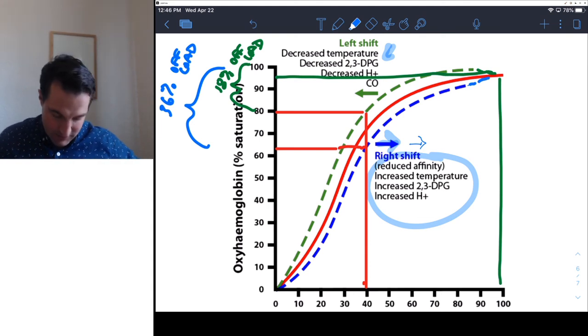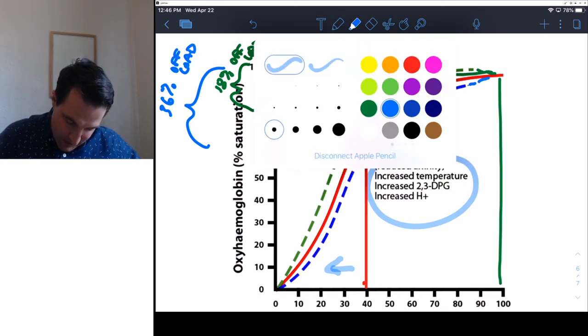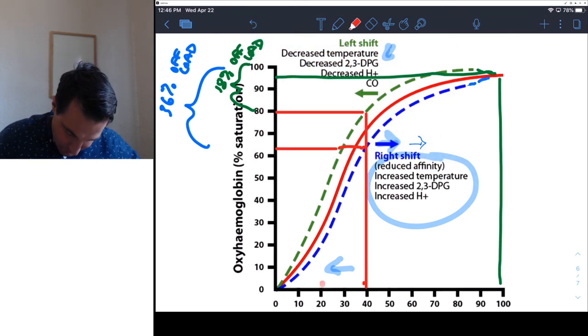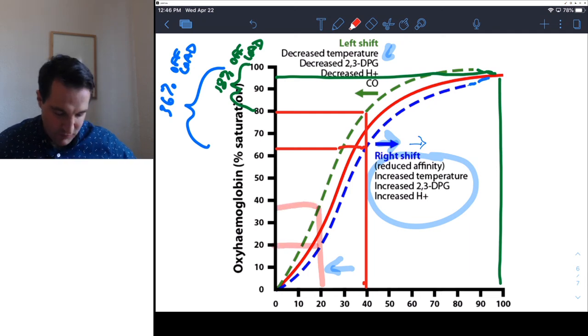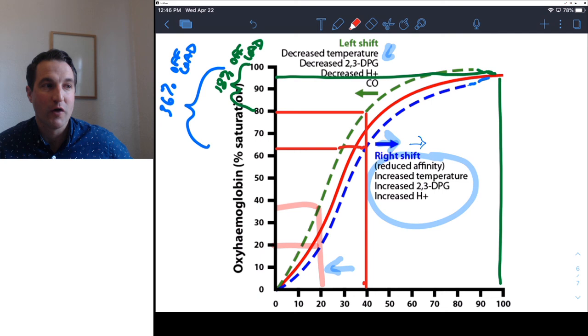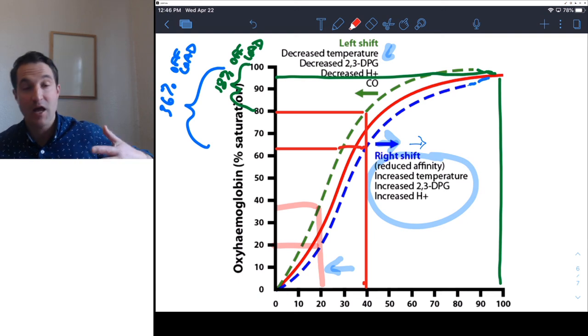And this really comes into play as we get further down the line here. If you look, for example, at 20, we have a big difference of almost 15 percentage points when we draw those horizontals across. And a difference of 15 percentage points could mean the difference between being able to continue exercising and not.